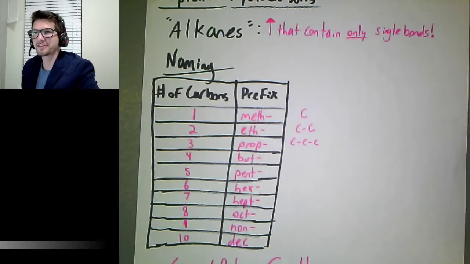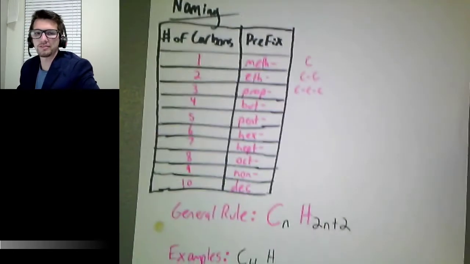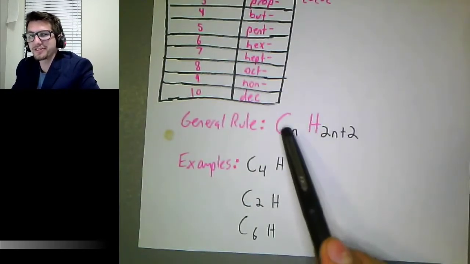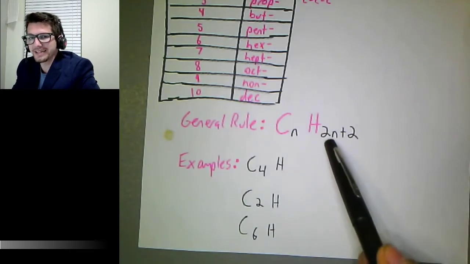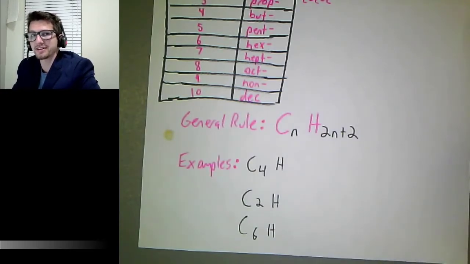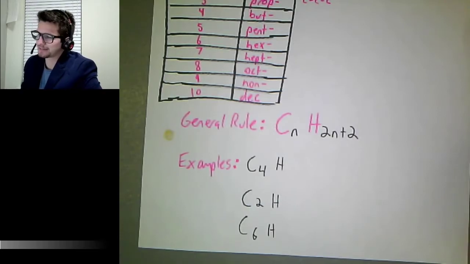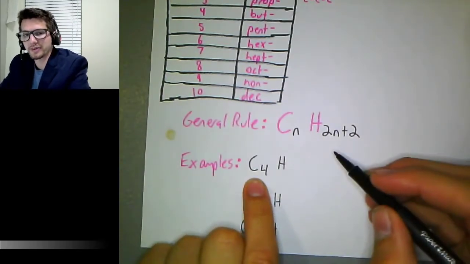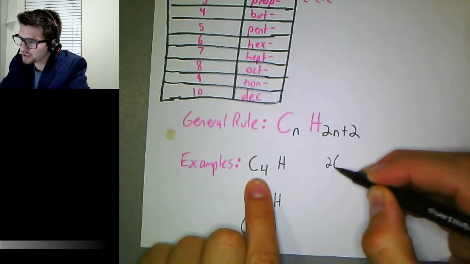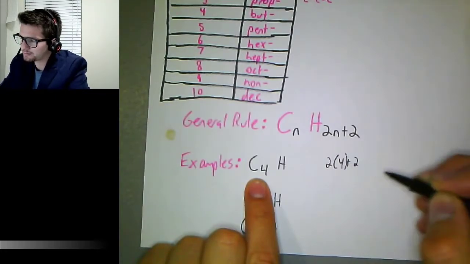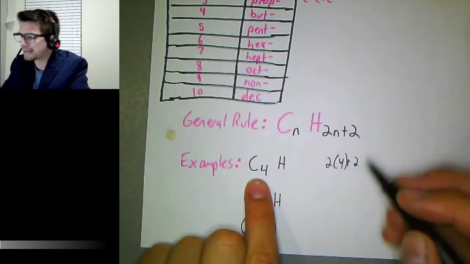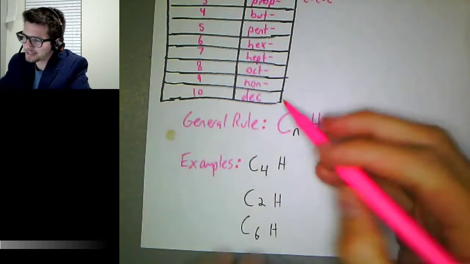So, when you have carbons bonded with a bunch of hydrogens, there is a general rule we can follow. The general rule is you take the number of carbons you have, multiply it by 2, and then add 2 to get the number of hydrogens. Here's the example. Let's say I have 4 carbons. Then I would say, 2 times 4 plus 2. What's 2 times 4? 8. What's 8 plus 2? 10. So I have 10 hydrogens.